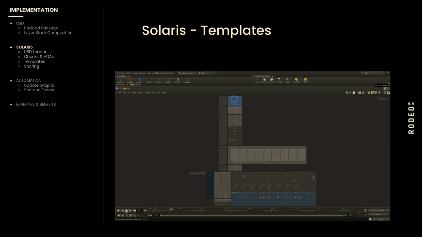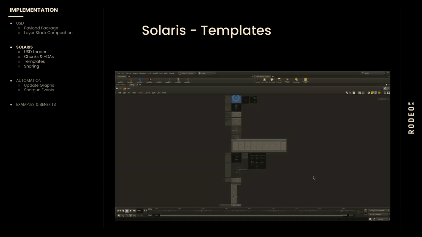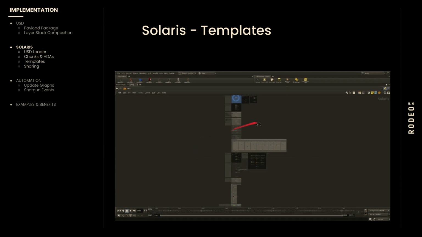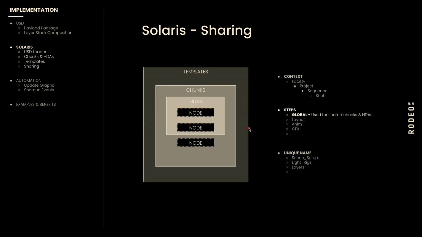This is an example of our templates. So in this case, this is a lighting template within Solaris, and this is an FX template within Solaris as well. And if you notice, we're trying to share essentially the shot work, or shot lighting setups, in these chunks right here. To improve the sharing, we've introduced something called global step.